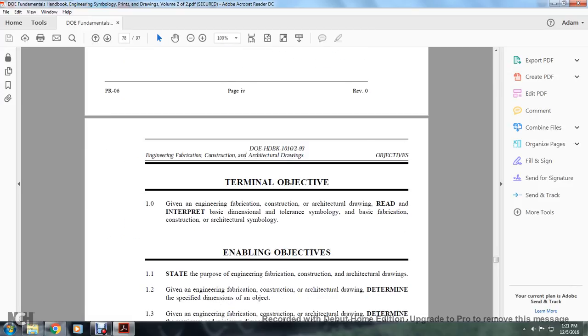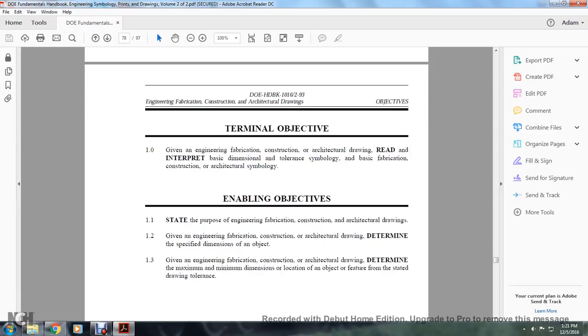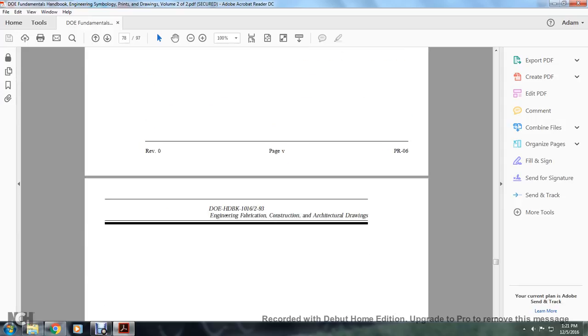Terminal objective: given the engineering, fabrication, construction, architectural drawing, read and interpret the basic dimension, tolerance, and symbology, basic fabrication, construction, architectural symbology. Enabling objectives: state the purpose of the engineering, fabrication, construction, architectural drawing; given the drawing, determine the specified dimensions of the objects; given a drawing, determine the maximum and minimum dimensions of the location of an object and feature from the stated drawing tolerance.